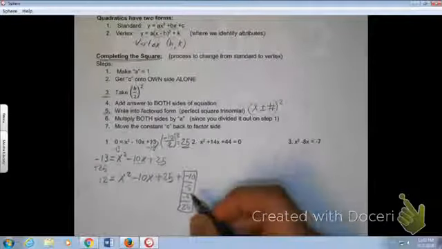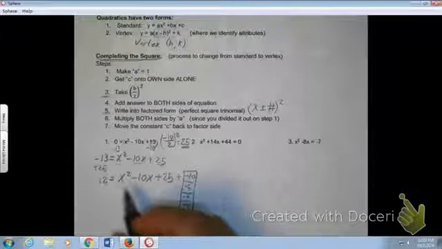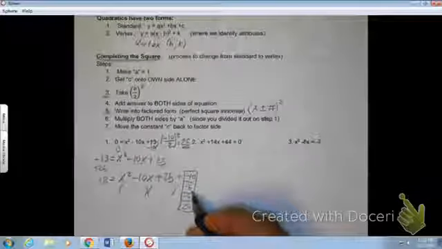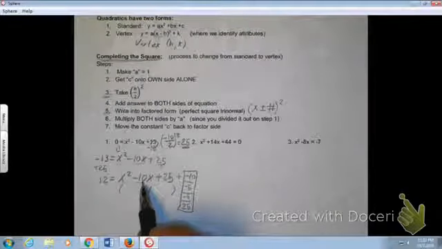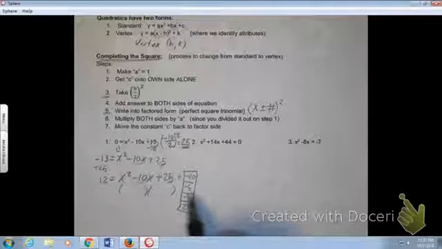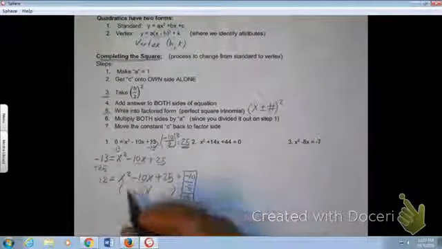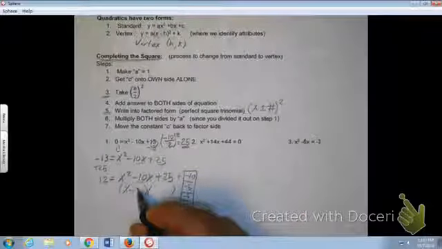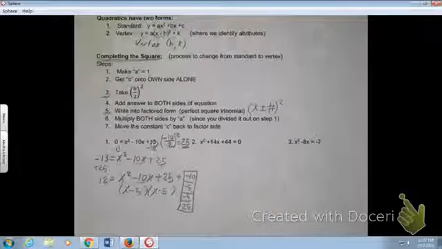I'm going to give you a clue. The number that goes here is always half of B. So what is half of B? Negative 5. So then we write x minus 5, x minus 5. Got it?